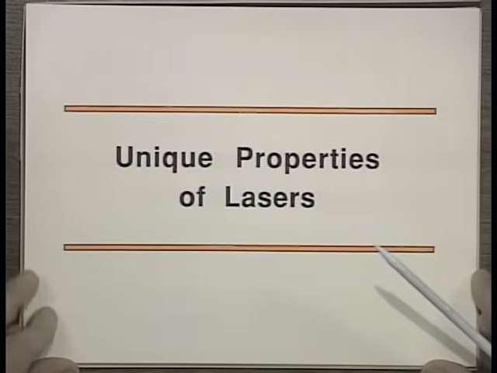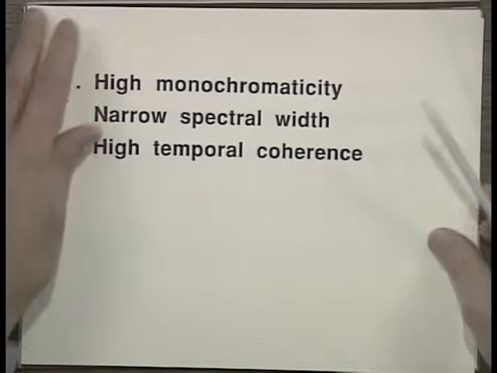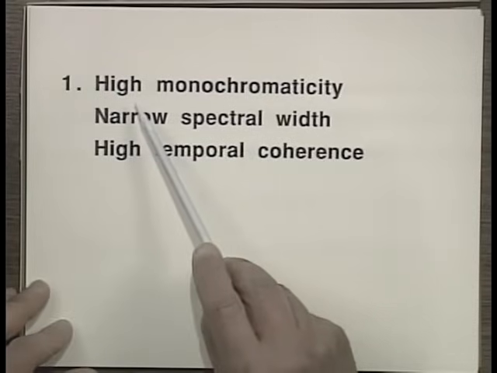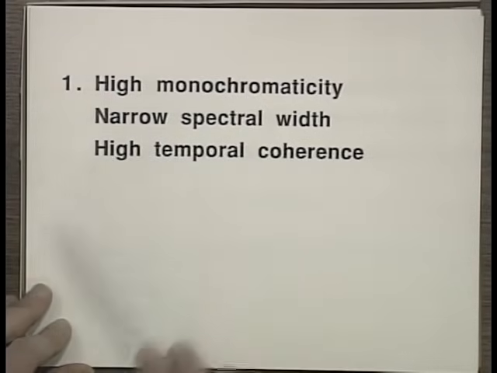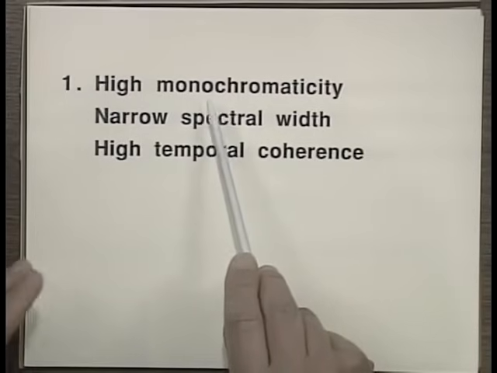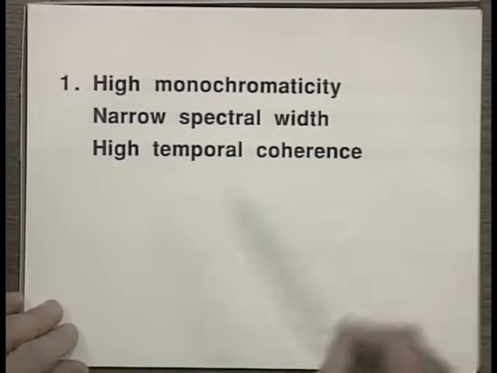All right, so now I would like to go to the next topic, and that is the unique properties of lasers. All right, so what are these unique properties? Well, let's start with property number one. Now, some people refer to it as high monochromaticity. What is monochromaticity? Well, that means it's one color. And we'll have to see what people mean by that.